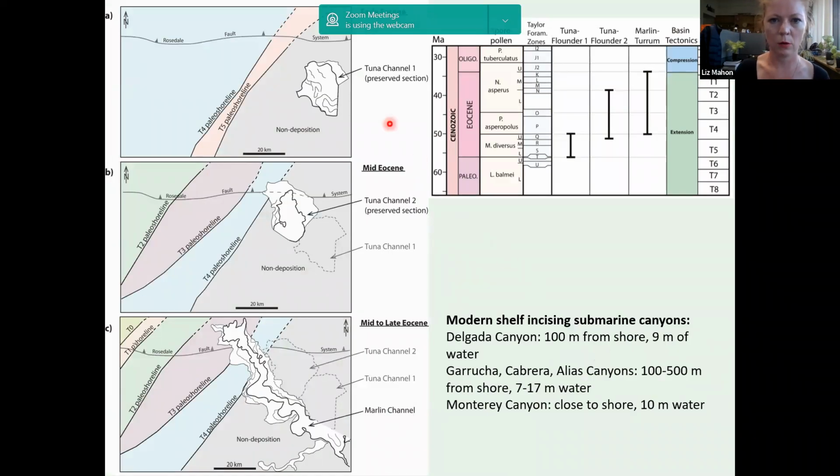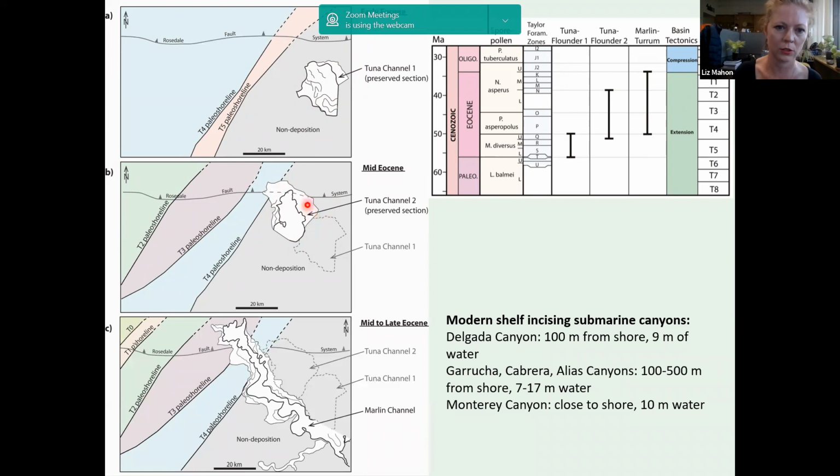And this is essentially what we found. If we start with the oldest channel, Tuna Channel 1, when Tuna Channel 1 was forming, at the same time, the T5 and T4 paleo shorelines were forming. So we can see that Tuna Channel 1 is located quite a bit seaward of these paleo shorelines. However, the caveat for Tuna Channel 1 is that we have not preserved the channel head. It's been eroded away. It's been incised into by Tuna Channel 2.